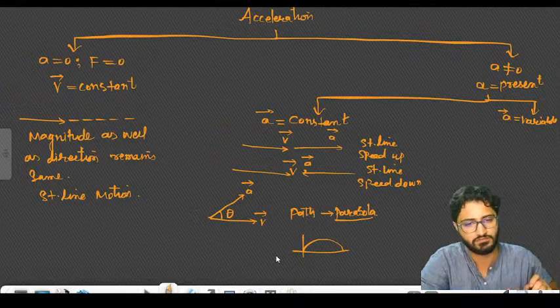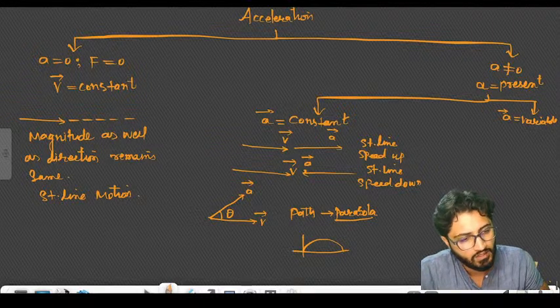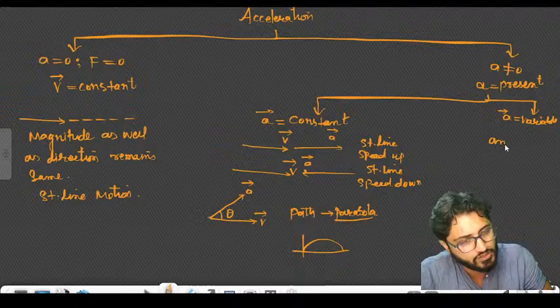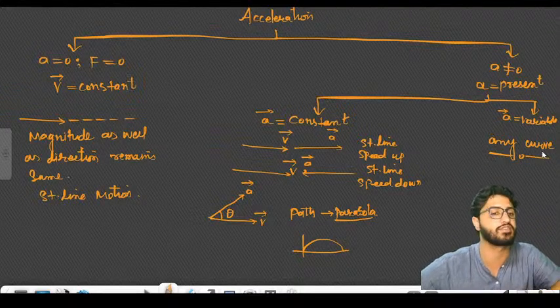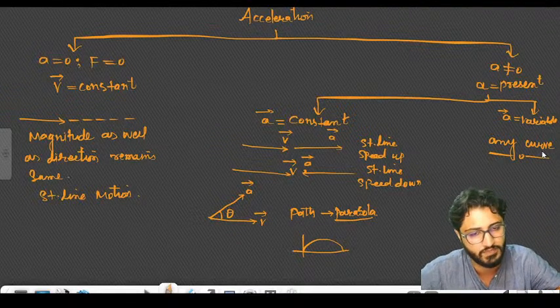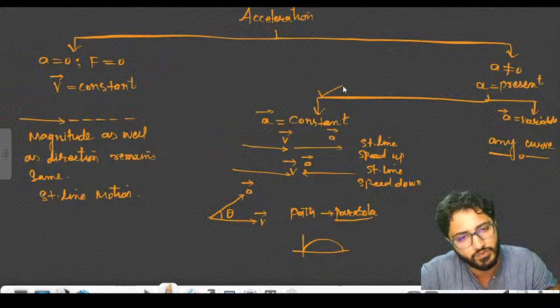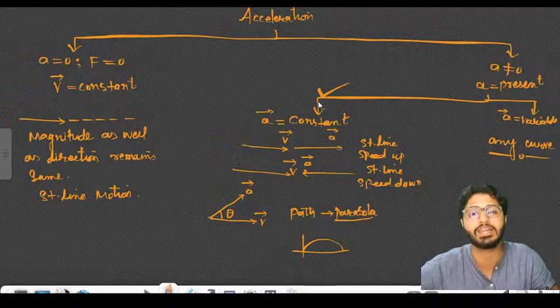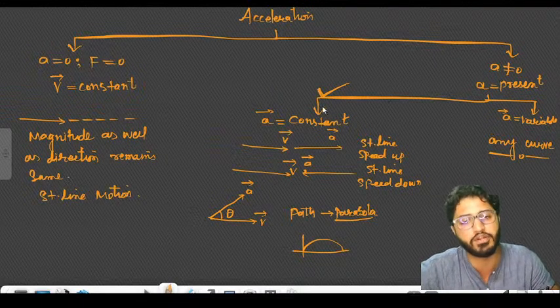Okay. Now look. If acceleration is variable, that means any curve is possible. It is not constrained, it is not fixed. But the most important one is this one. You will get 99% of the numericals based on this particular thing.